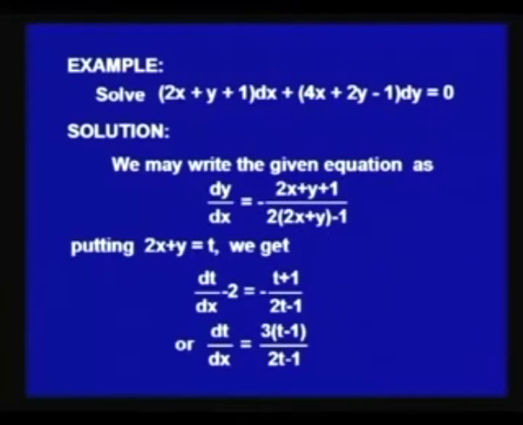Consider (2x plus y plus 1) dx plus (4x plus 2y minus 1) dy equal to 0. You can see here that a over a dash is equal to b over b dash equal to half, and so this differential equation belongs to the case of a over a dash equal to b over b dash. We can write the given differential equation as dy by dx equal to minus (2x plus y plus 1) over 2 times (2x plus y minus 1).